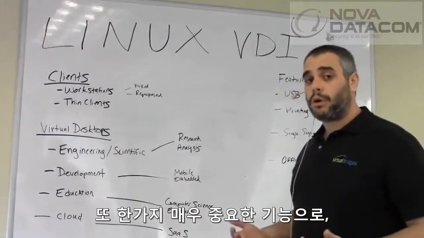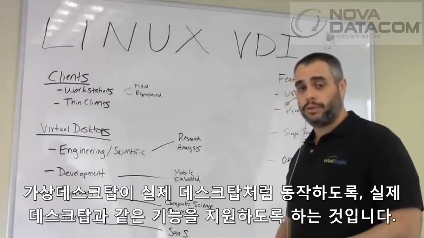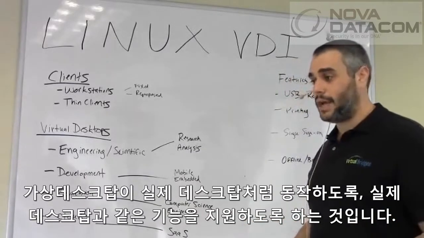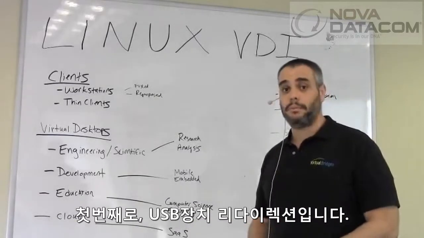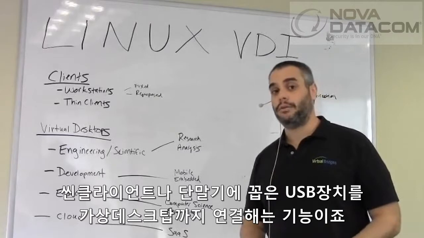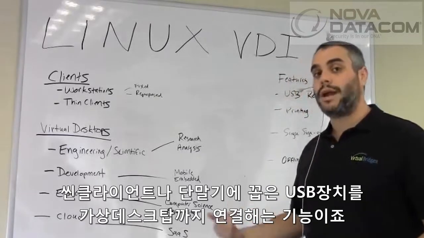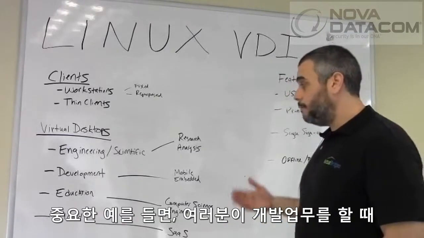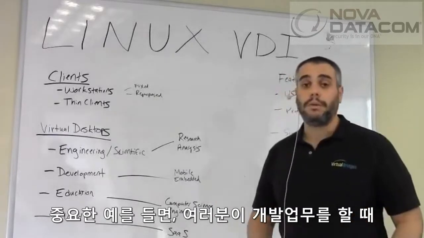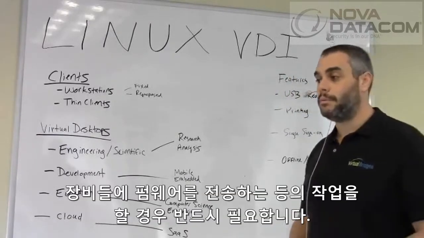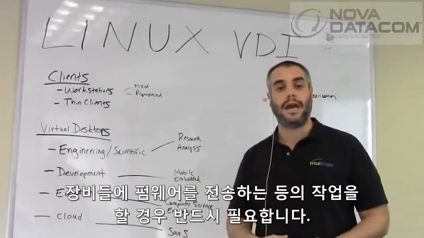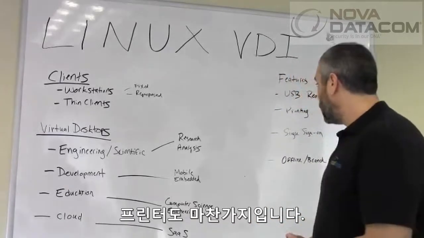Now, there's also some very important features that you need to be able to support in order to fully enable these desktops to really function like desktops. First is USB device redirection, being able to plug in USB devices to your thin client or endpoint and have that redirect up to your virtual desktop. Very critical, for example, if you're doing development, let's say you're doing development on an Android platform where you need to be able to plug in these devices to download firmware and do all these different things.